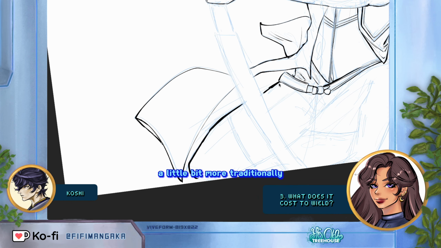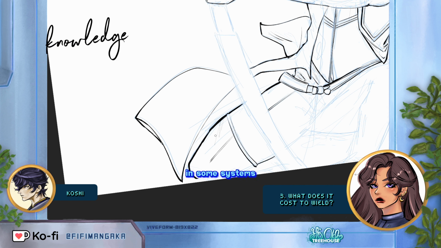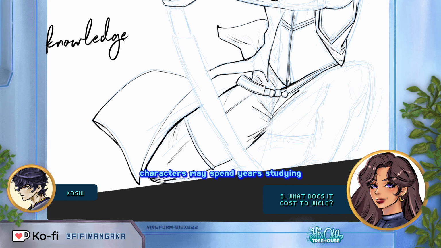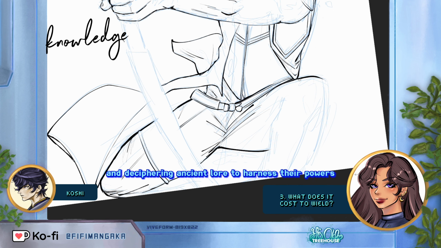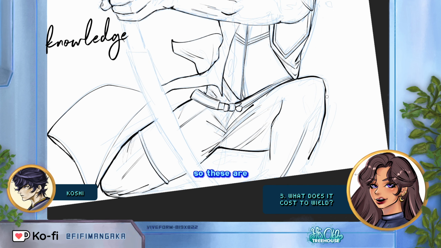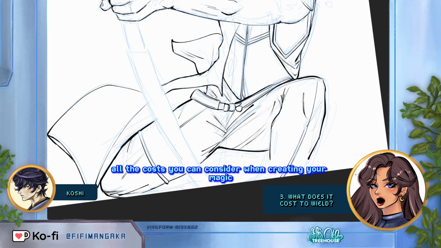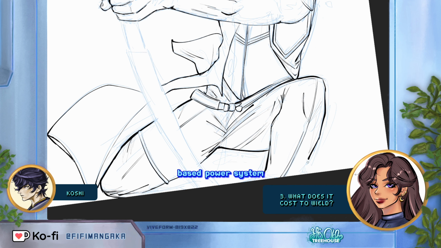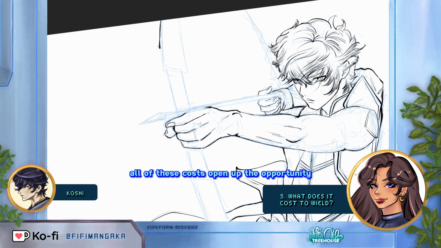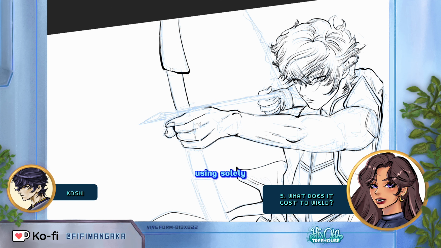A little bit more traditionally, but still totally interesting and valid, is magic which requires knowledge. In some systems, magic is tied to extensive knowledge of arcane texts, incantations, or symbols. Characters may spend years studying and deciphering ancient lore to harness their powers. So these are all the costs you can consider when creating your magic-based power system. All of these costs open up the opportunity for all kinds of narrative exploration using solely your power system.